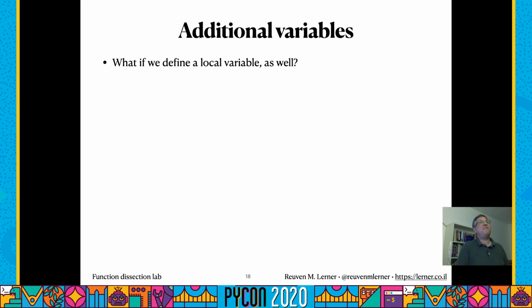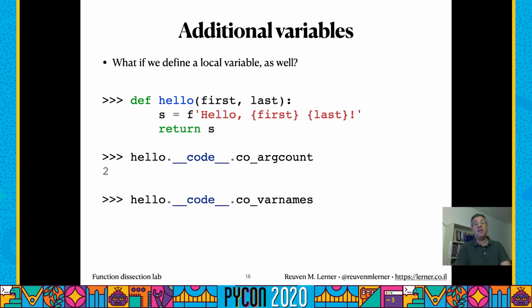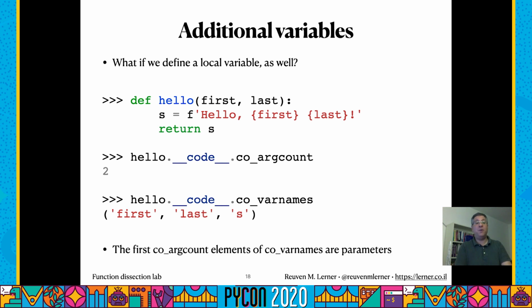By the way, what if I define a local variable as well? So let's just change our function a little bit. So now instead of returning the string right away, we assign it to a local variable s. Well, when I look at co_argcount, it's going to show me that co_argcount is still going to be 2. We're still only taking 2 arguments. But co_varnames now contains 3 elements, first and last, and s. So the parameters to a function are always going to be the first few elements of co_varnames. How few? Whatever it says in co_argcount.